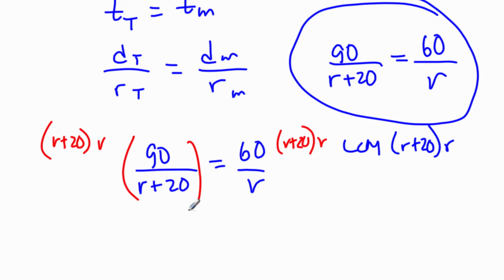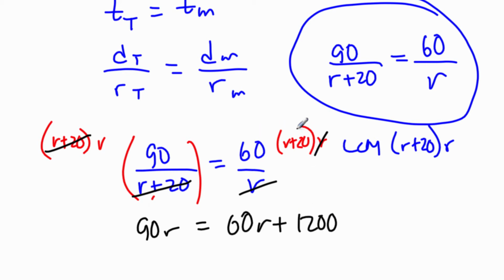Some of you might say, well, why don't you just cross multiply and divide? You certainly can do that, and that's the same thing. But cross multiply and divide is based on this principle that you can multiply both sides by the same thing. And notice that what's going to happen is the exact same thing that you get with cross multiply and divide. So here, r plus 20 cancels, so I'm left with 90 times r on this side is equal to, on this side the r's cancel, so I'm left with 60 times r plus 20, or 60r plus 1200.